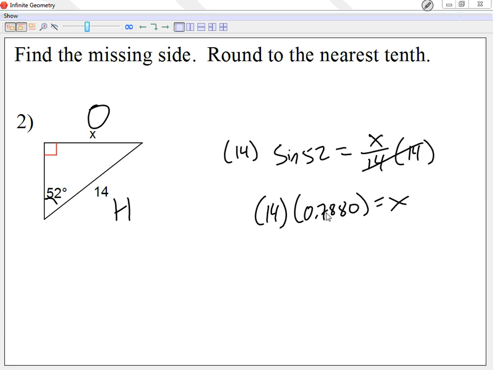Then just multiply. The 0.7880, I got it from the list. Multiply 14 times that decimal, round it to the nearest tenth, and you guys should get 11.0.